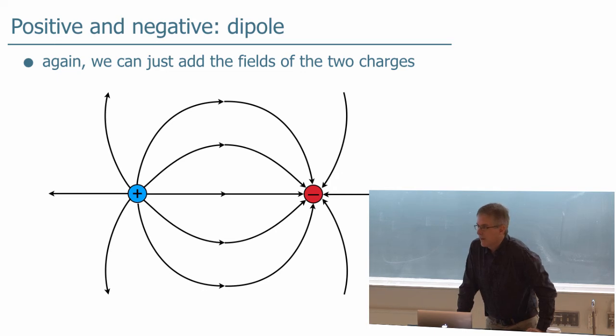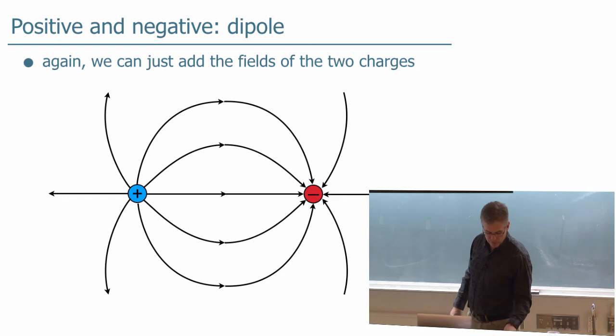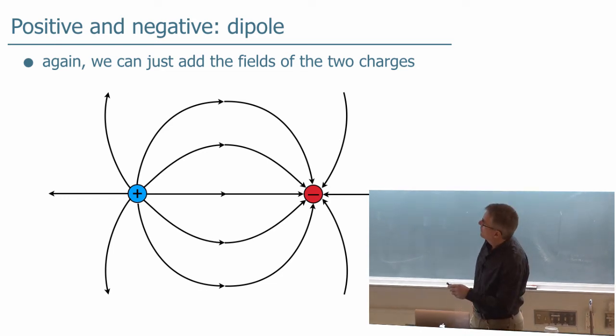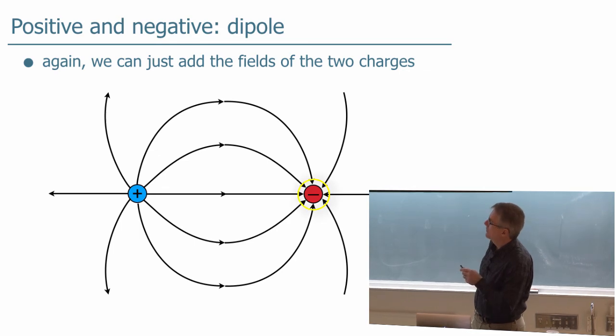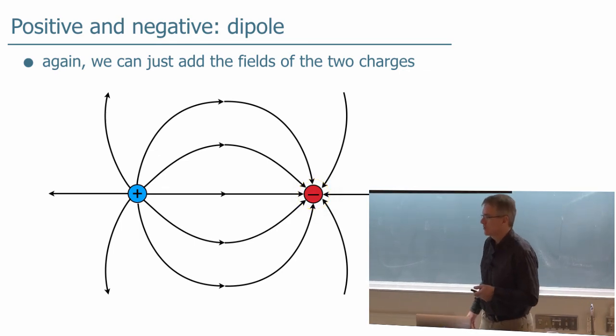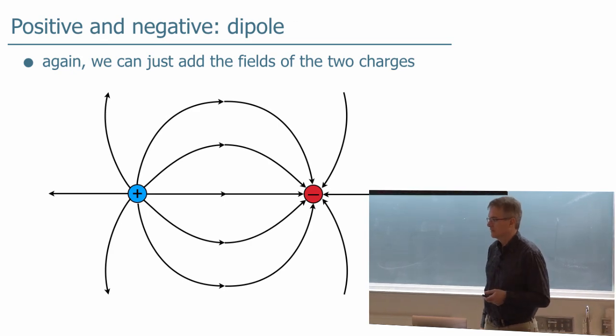Now, when you draw that, how do you draw it? Well, if this one on the left were twice as big, you might have, rather than 6 lines coming out, 12 lines, 6 of which terminate on this one if it's half as much charge, for example. That would be a good way to represent that.